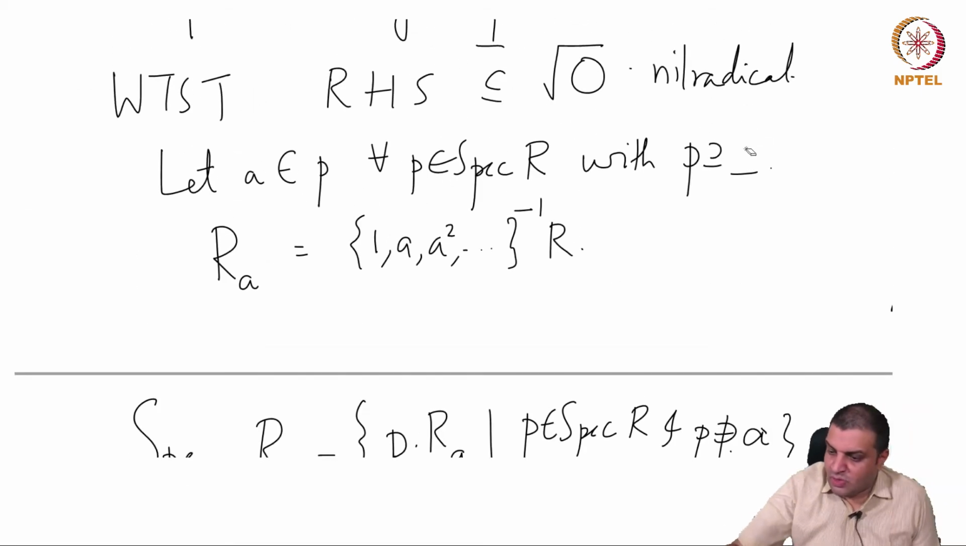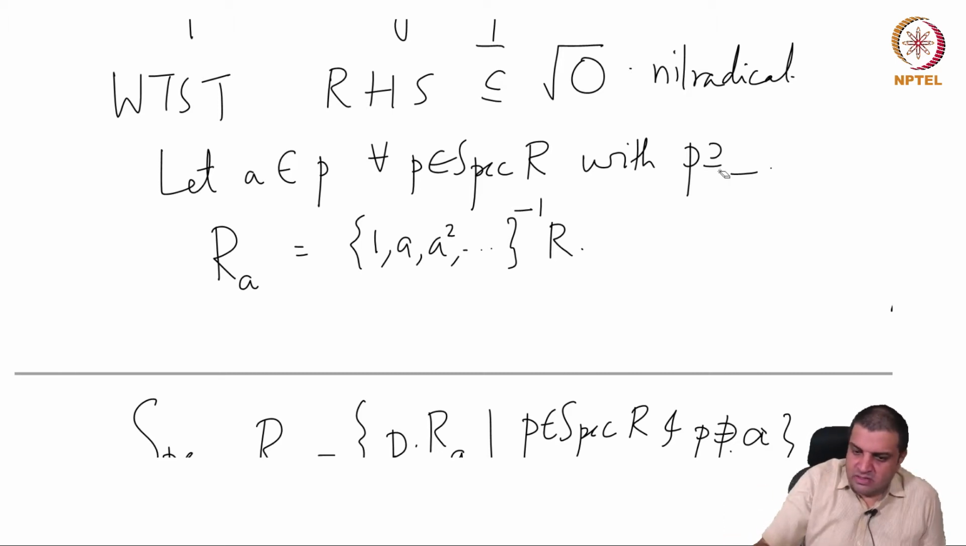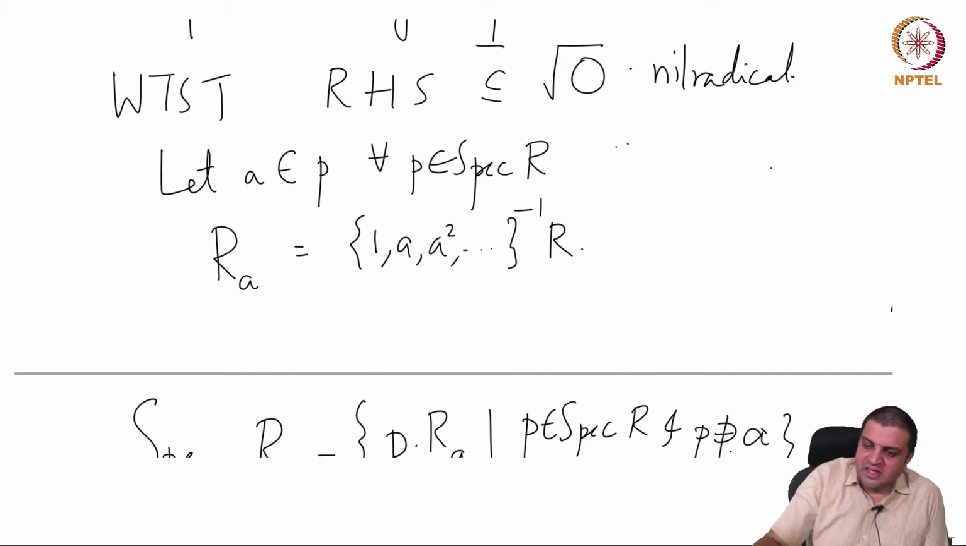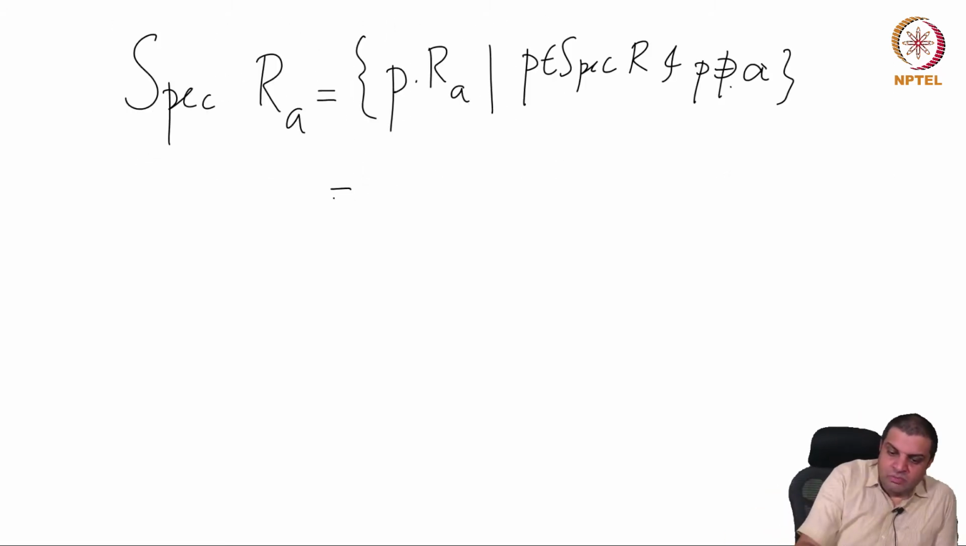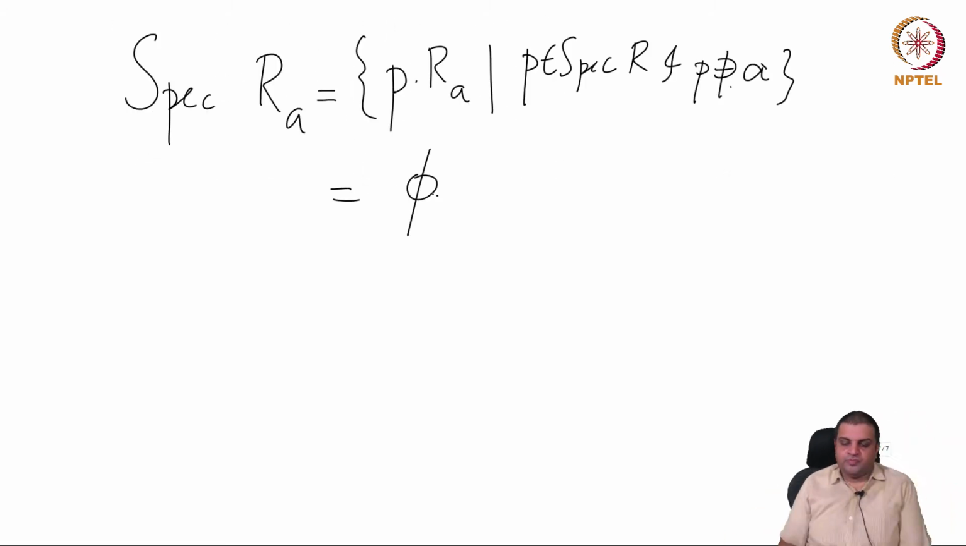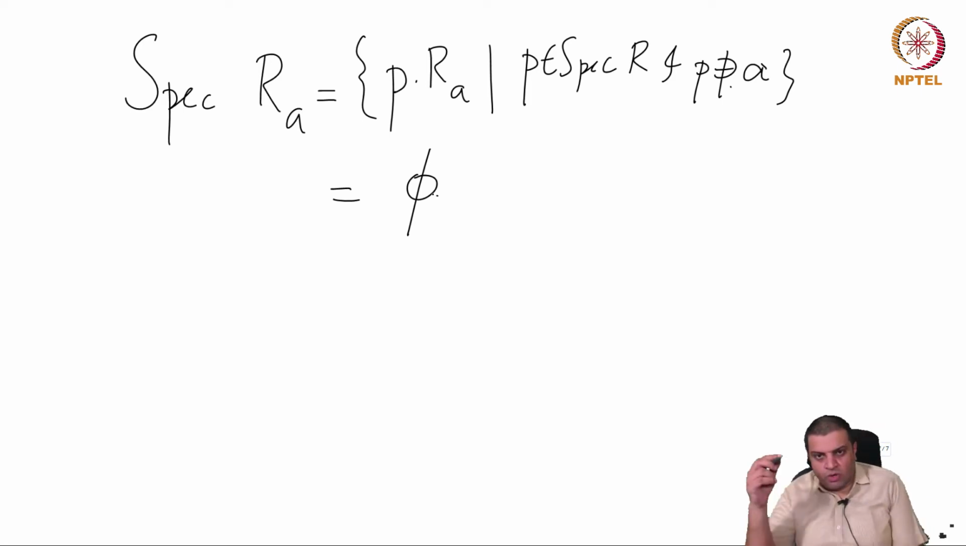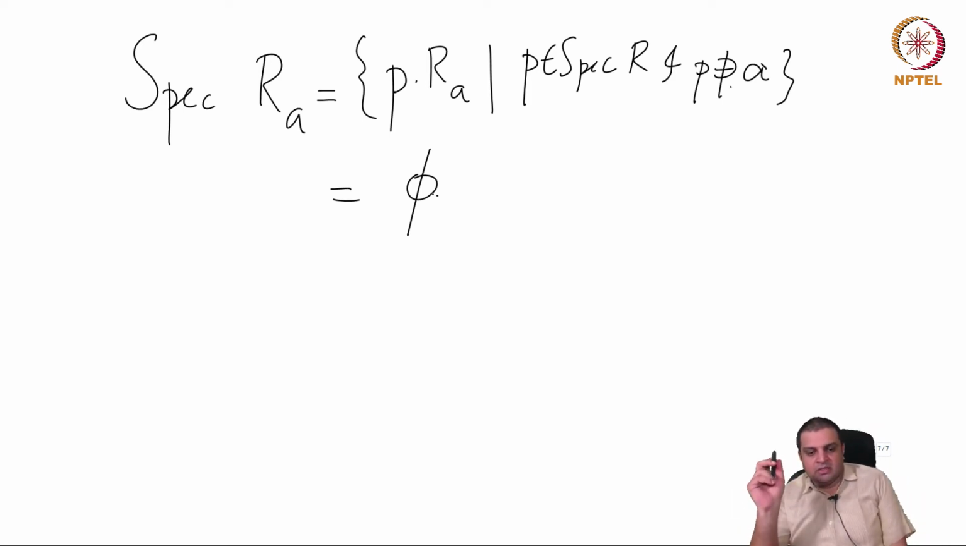I'm sorry, there is no I here. P in Spec R. Yeah, sorry, I made a mistake. I've already reduced it to the case where I is 0. So P contains 0. Okay, let A be in the set, which now implies that this is the empty set. Now, what sort of ring would have the property that Spec is empty?